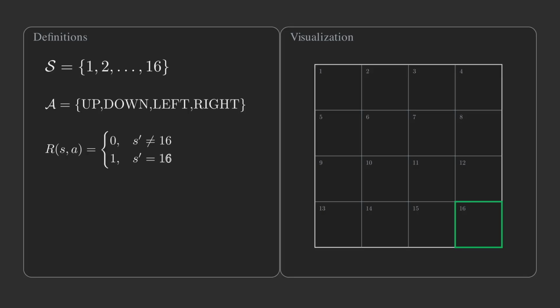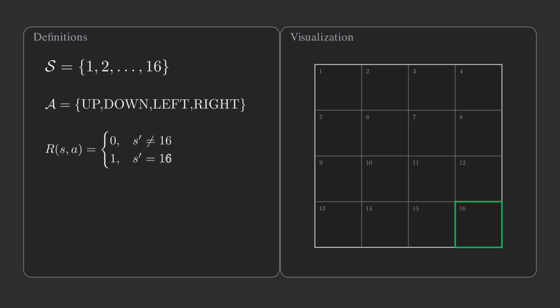All other transitions yield reward 0. So we can imagine that the bottom right corner contains some sort of treasure, and from every single position, we want to reach it. Since the environment is small, we do not need neural networks. We can explicitly represent the value function as a table with 16 entries, one value per state.